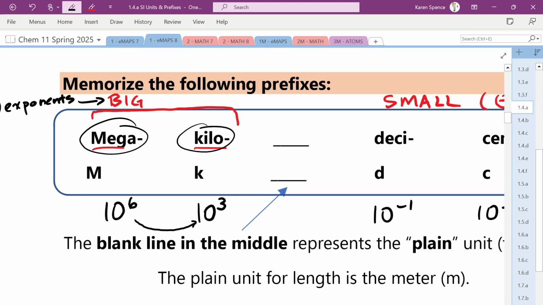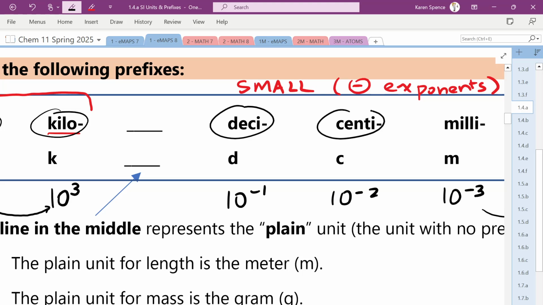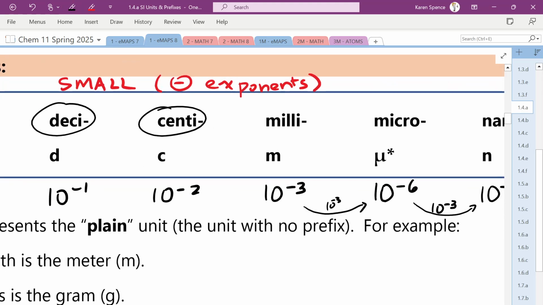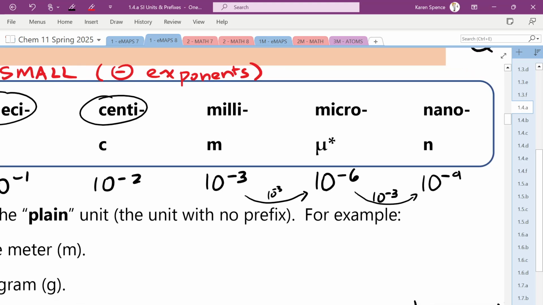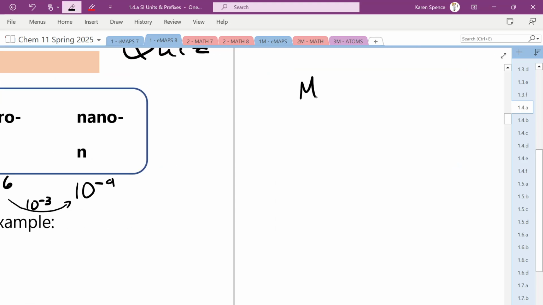Mega, kilo, deci, centi, milli, micro, nano. And now we're going to do mega, kilo, deci, centi, milli, micro, nano.